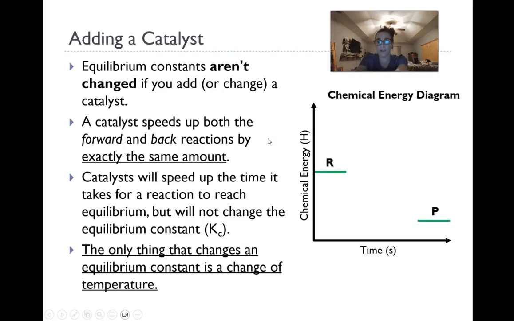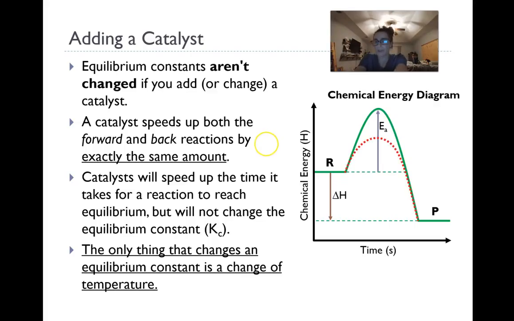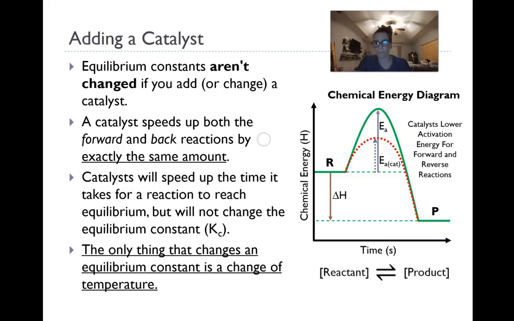So let's look at a chemical energy diagram of something that's exothermic. You can see reactants being converted to products. Again, you see our delta H is negative, and we see our activation energy right here. So adding a catalyst lowers the activation energy by providing an alternate route. So the activation energy is lowered, but it's lowered for the forward and the reverse reactions equally. So nothing changes, nothing shifts, the equilibrium constant does not shift. So you can see both arrows are getting bigger, but equally.